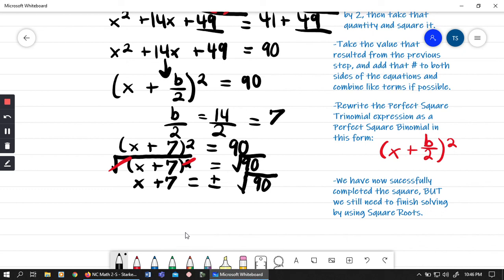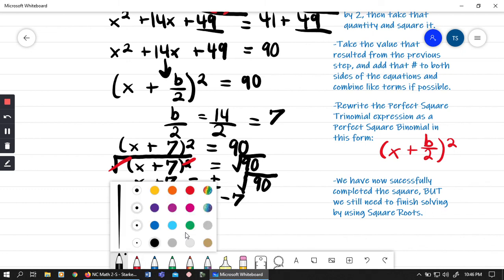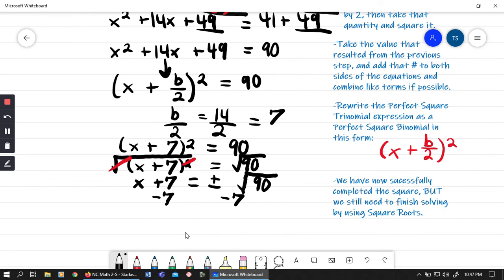Alright, so here the only thing left to do to get x by itself is to subtract 7 from both sides. And remember, guys, that when we subtract 7 over here on the right side, you are not going to put this square root of 90 together with 7. You need to write it separately because they are not like terms. Gotta write it separately, okay?